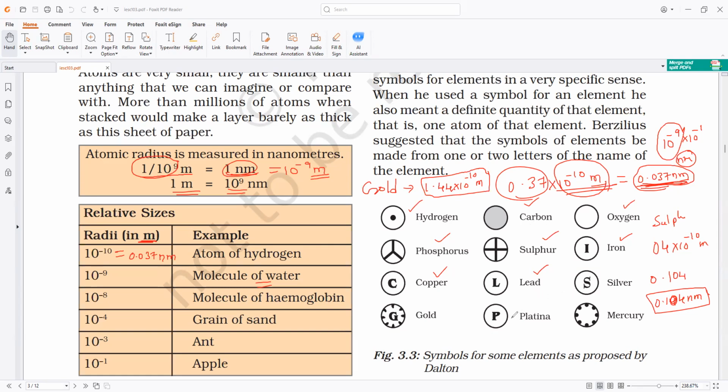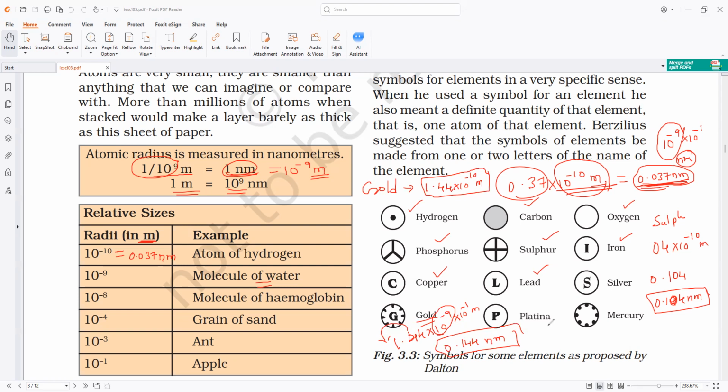Let me write it like this only: 1.44 into 10 power minus 9 into 10 power minus 1 meters. 10 power minus 9 is what? Nanometers. And 10 power minus 1 means the decimal will go forward. So it is 0.144 nanometers. Any problem for anybody? I hope you all understand. Clear, everyone?